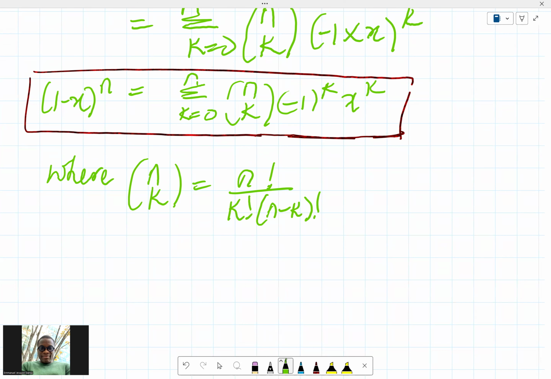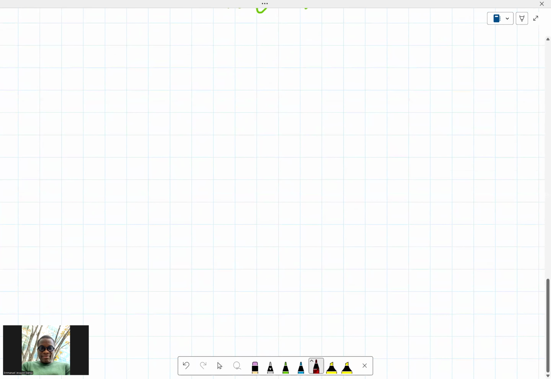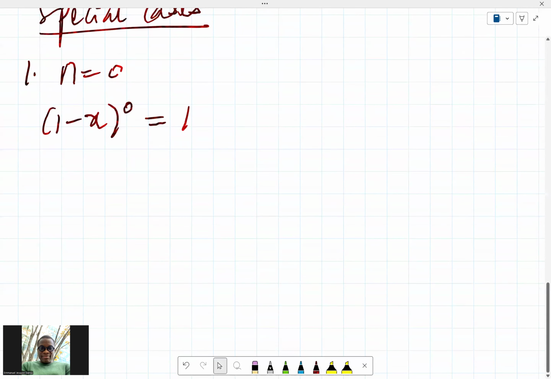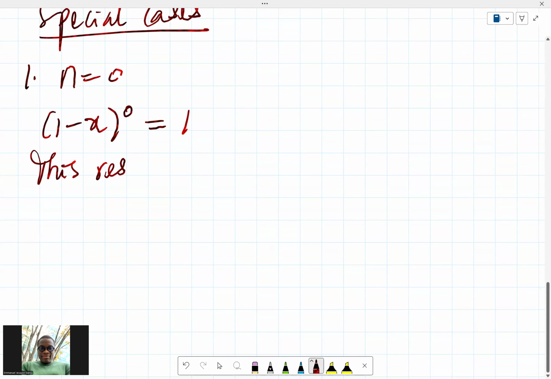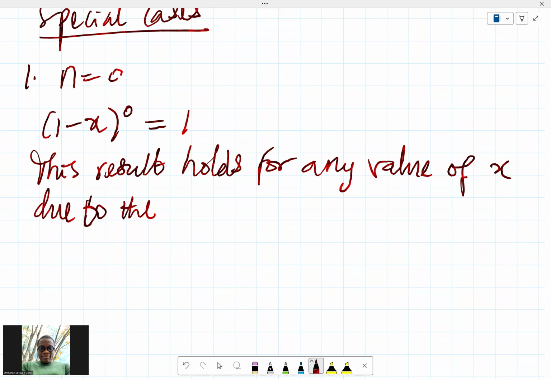Okay, so now let's look at some special cases of this situation. The first one is where n is equal to 0. So that means you have 1 minus x raised to power 0, and anything raised to power 0 is 1 without stress. So we see that this result holds for any value of x, due to the zero exponent rule.